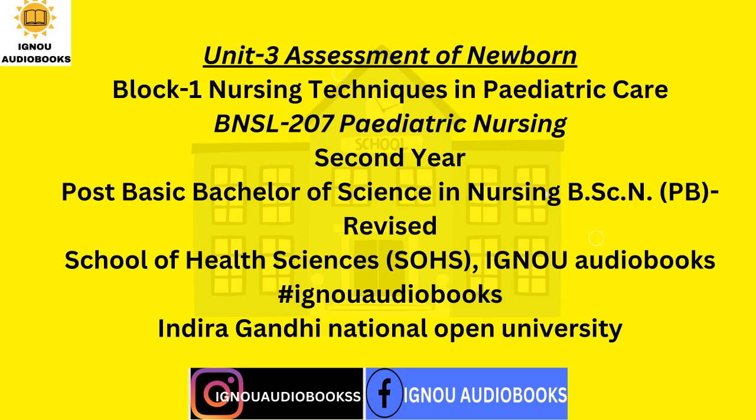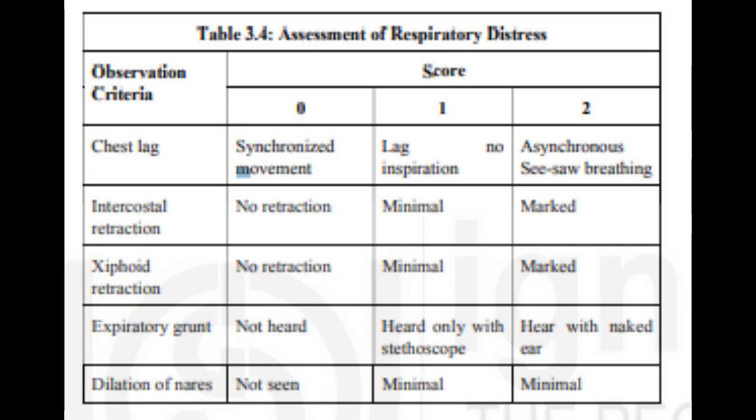Ear: check the shape and position of the ear. Normally the ear should be in line with the eyes. Check for any accessory lobules. Low set ears indicate Down syndrome. Make a sound near the side of the head and see if the baby makes any sound or cries. This indicates normal hearing of the baby.